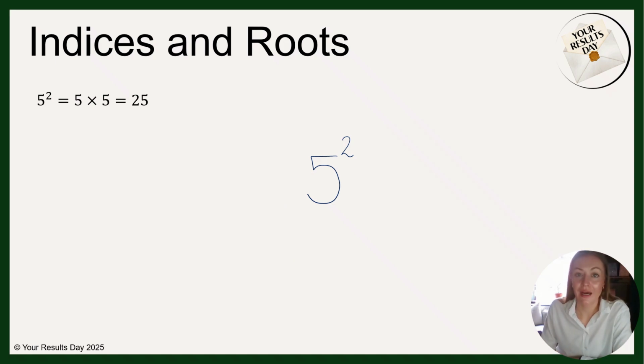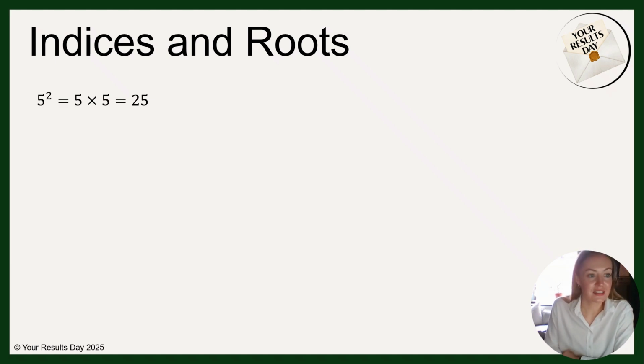When we have to the power of 2, you'll have heard that be referred to as squared, so I'd read this as 5 squared. When we have to the power of 3, that's cubed, we would refer to that as 5 cubed. And any power above that, so for example 4, we would just read 5 to the power of 4. We don't have a special word for the ones 4 and above.